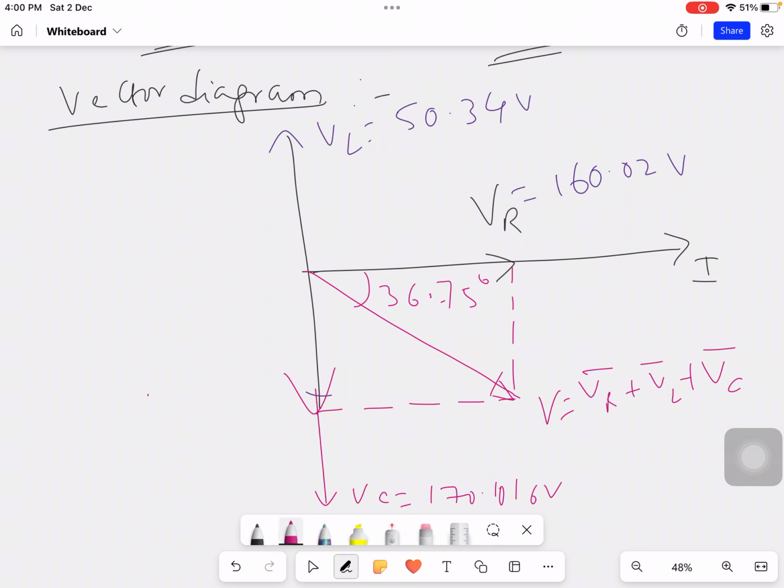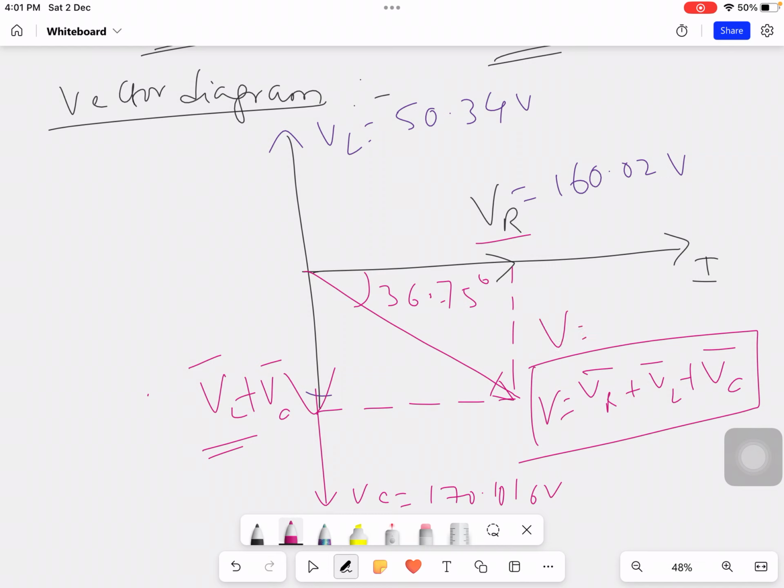Because I have to draw that. Now this is the resultant. This is vector VL plus vector VC. So that is resultant voltage V is equal to VR plus VL plus VC. So this is the voltage V. You can substitute, so you will get all the values put together. You will get V is equal to how much? 200 volts. That we know, that is given in the given problem. That is around 200 volts.